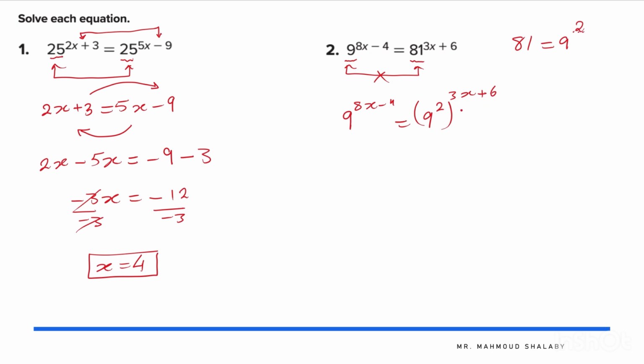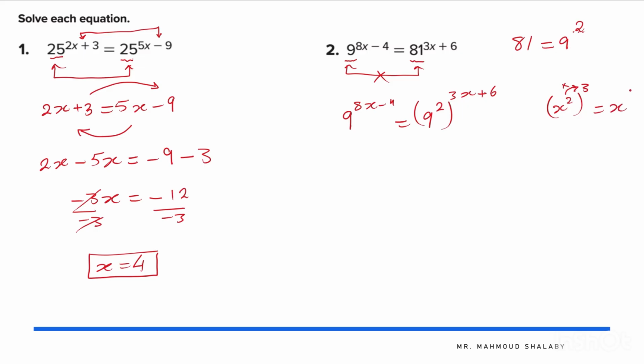Now, before we go, I will just revise something with the power rules here. If I have x to the power of 2, all to the power of 3, so we have a power to a power. What I would do in this case, ya shabab, remember we do not add, we multiply the exponents.